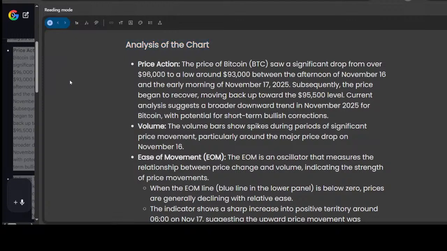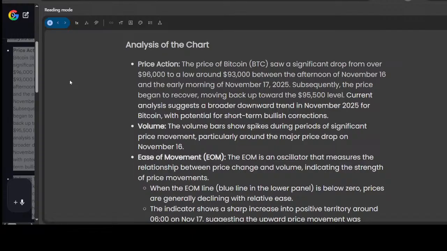Analysis So of the most chart. of all things have been updated in Price technical action. indicator The itself. price of Bitcoin So I BTC must say saw a that significant at its drop core from it is over one of the best. $96,000 Okay, to a low around and some of the things have been $93,000 between removed the as in the afternoon of HTML November part. 16th and the Okay, early morning of consists November only 17th, few of these things 2025. which is required. So Subsequently, what happens price began to with recover, the Google moving Lens, back it will up be toward the easy to recognize.